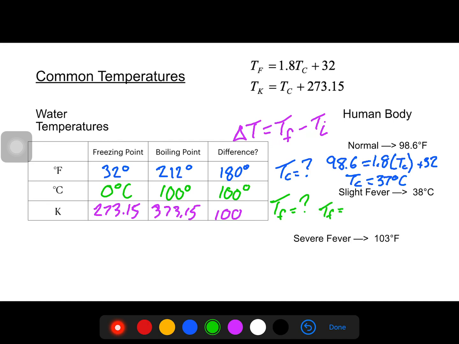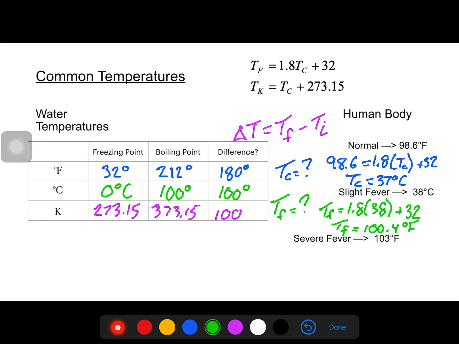So my TF, what we're solving for, is equal to 1.8 times 38 plus our 32. So order of operations, we do our multiplication first, then we do our addition, and then we come up with a final answer. My temperature in Fahrenheit is 100.4 degrees Fahrenheit. So that's often what they consider. If you have a slight fever, they say you have a temperature of right around 100.4. Now, a little bit more, a little bit less. Most of the time, no one is too concerned about a slight fever.